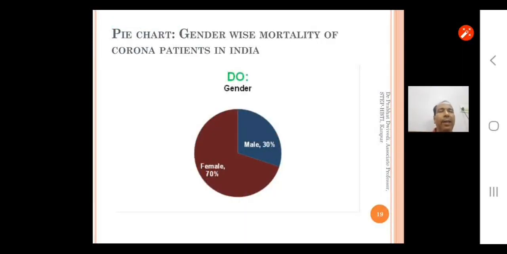Now the pie chart. For example, the mortality ratio of corona patients in India: males who have succumbed due to corona are 30%, whereas females were 70% so far. So there are males and females who have succumbed due to corona, and the ratio is shown over here. The complete mortality figure is given, and the proportion is given here. That is how we can show something. If we want to show it in shares, we can show this with the help of a pie chart.